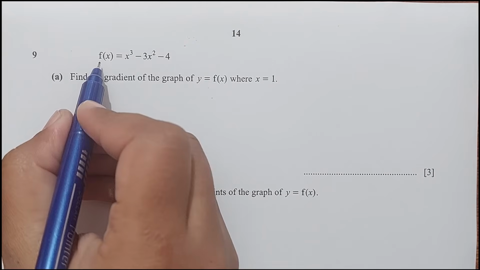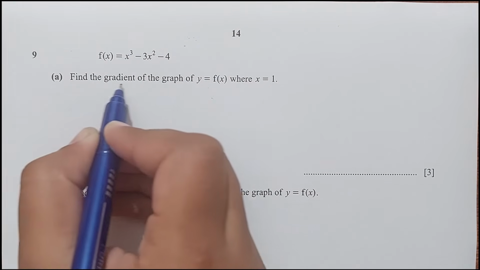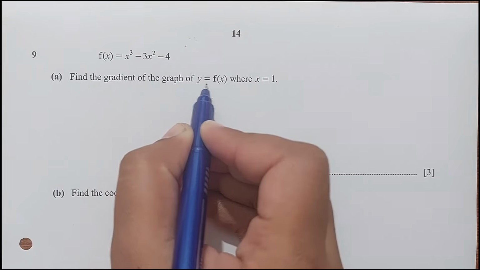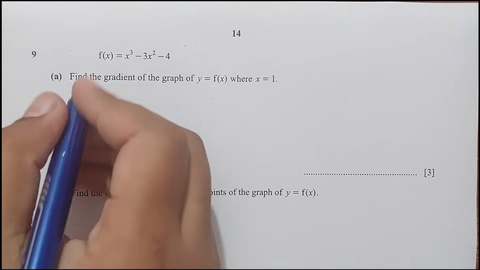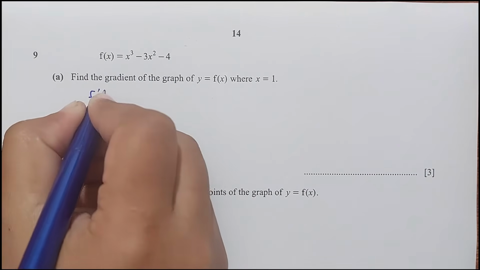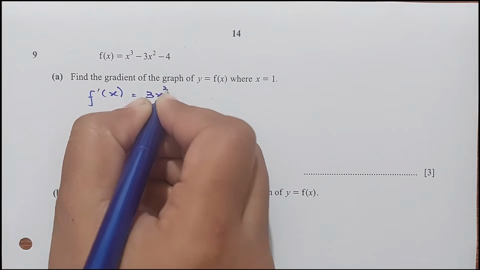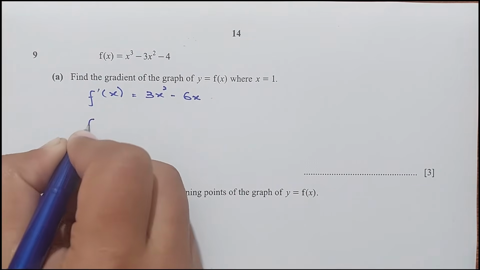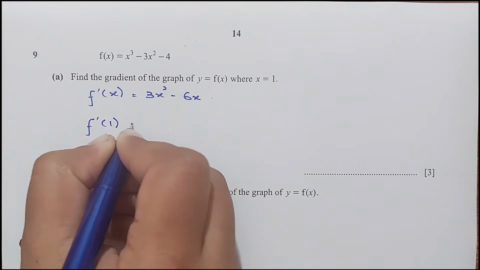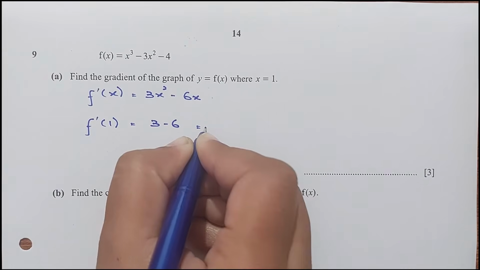Question number 9, we have given the function f of x, a cubic function. Part A, find the gradient of the graph of y equals f of x where x equals 1. Gradient is f prime of x, which is equal to 3x square minus 6x. Now let me find f prime of 1, which is 3 minus 6, which is negative 3.